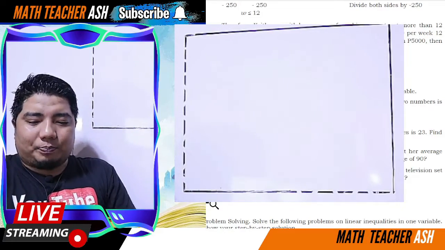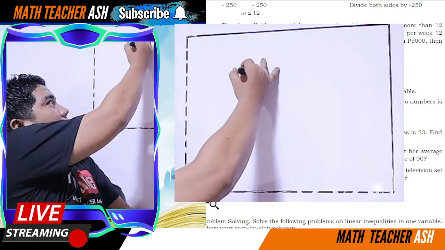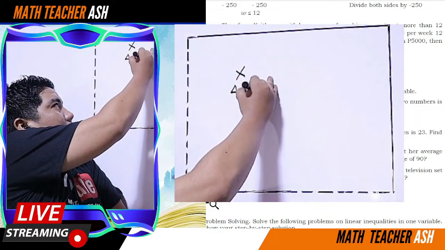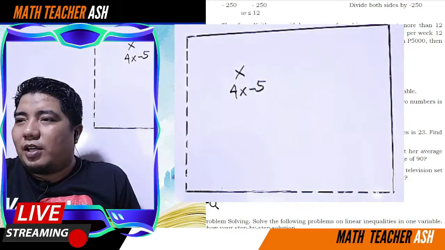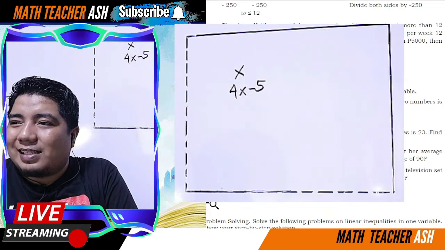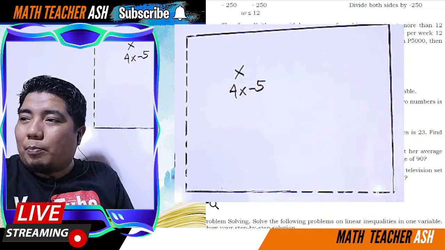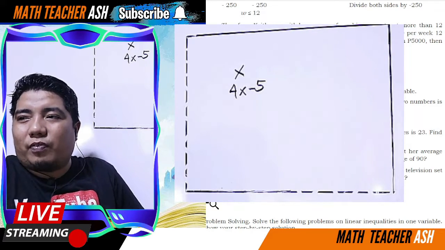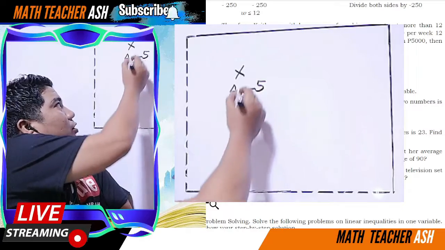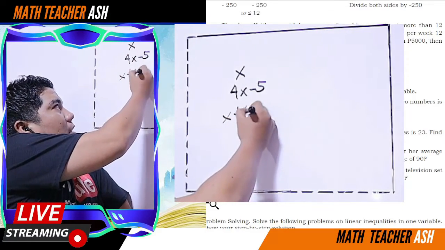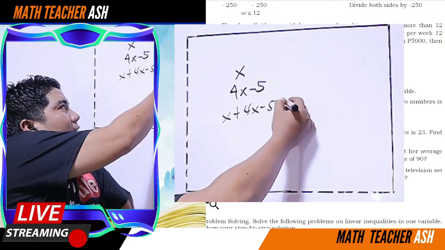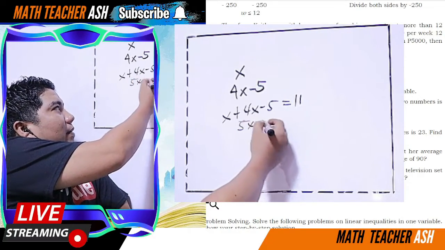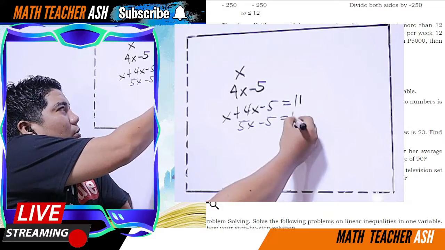Alright, ayan. So your first number is x. Yung pangalawang number naman is 4x minus 5. Okay. So, that means 5 less than 4 times another. Tapos, yung sum of the numbers daw ay 11. Okay. So, sum of the numbers is 11. So, pag i-add mo ito, x plus 4x minus 5 is equal to 11. Okay. So, you add this one. This is 5x minus 5 is equal to 11.